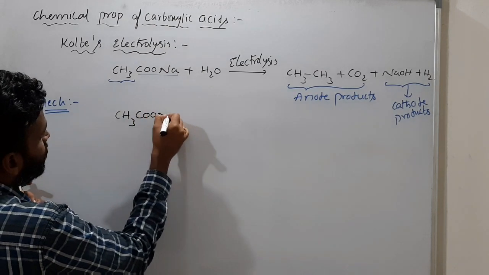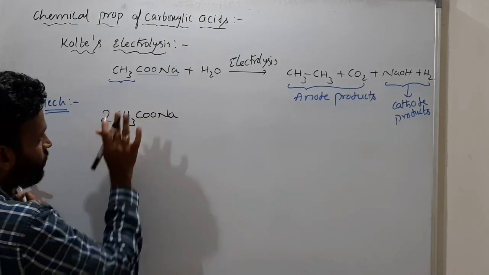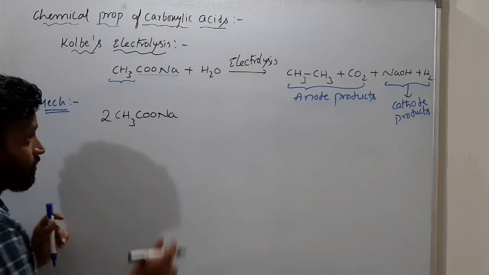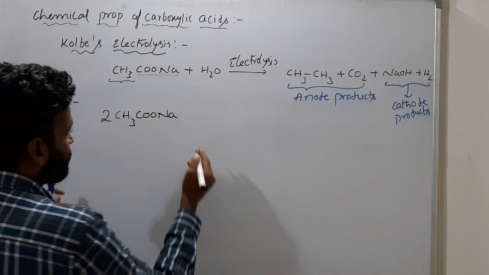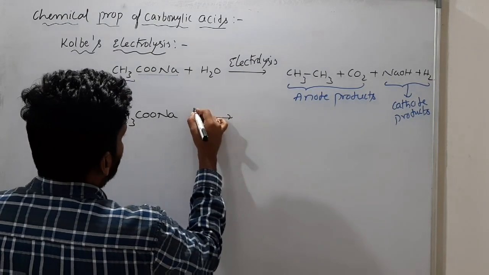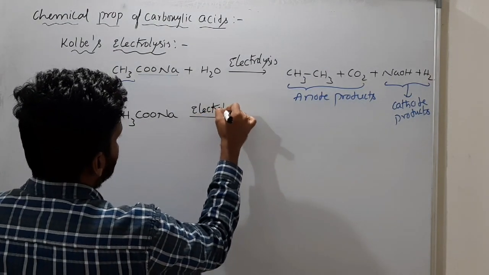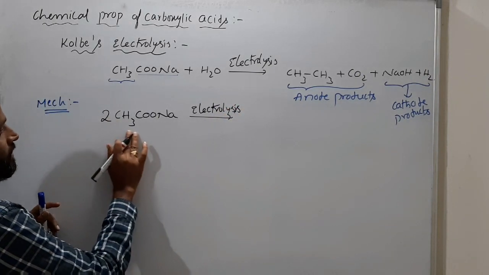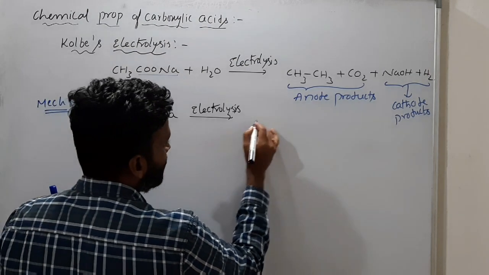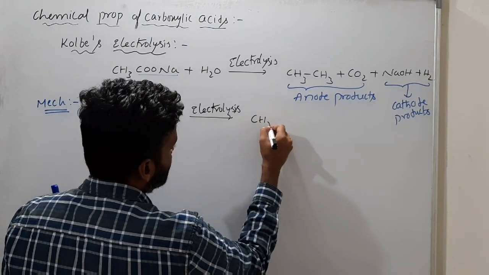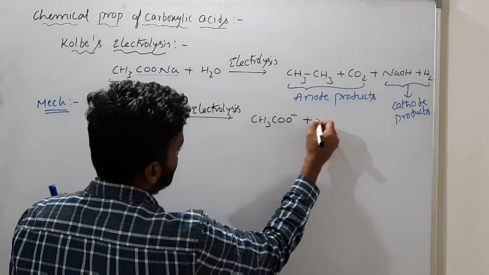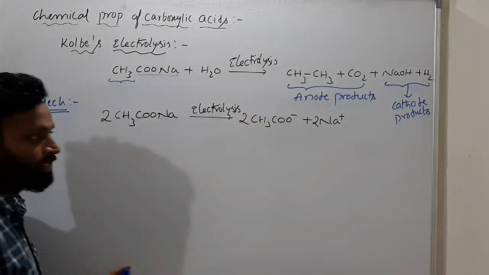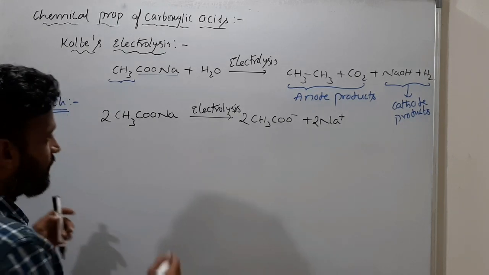CH3COONa. Actually 2 moles they won't give, but just for understanding we have to take 2 moles, because 2 moles will react in this. So this is on electrolysis. On electrolysis, what happens? This CH3COONa will ionize. That means 2 moles of CH3COO minus plus Na plus.